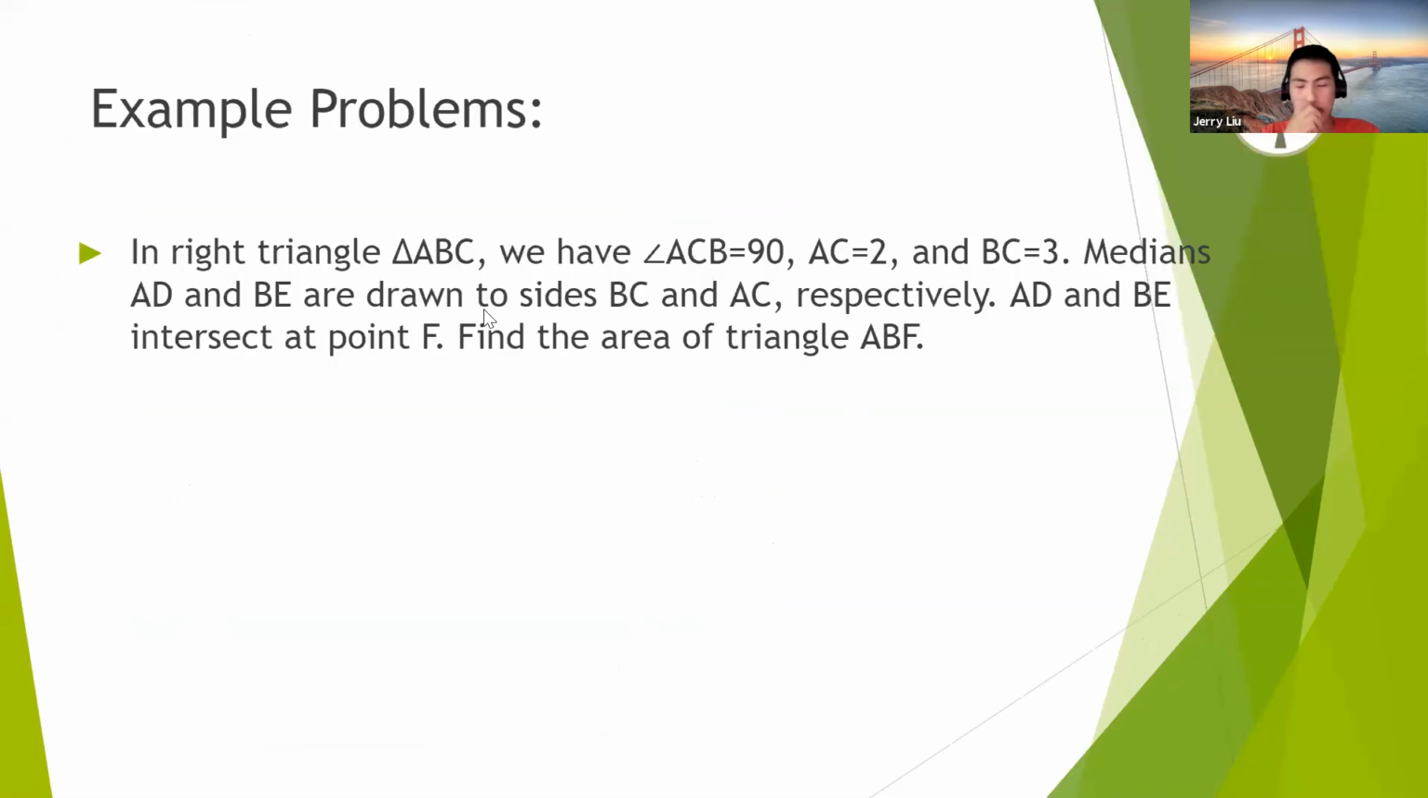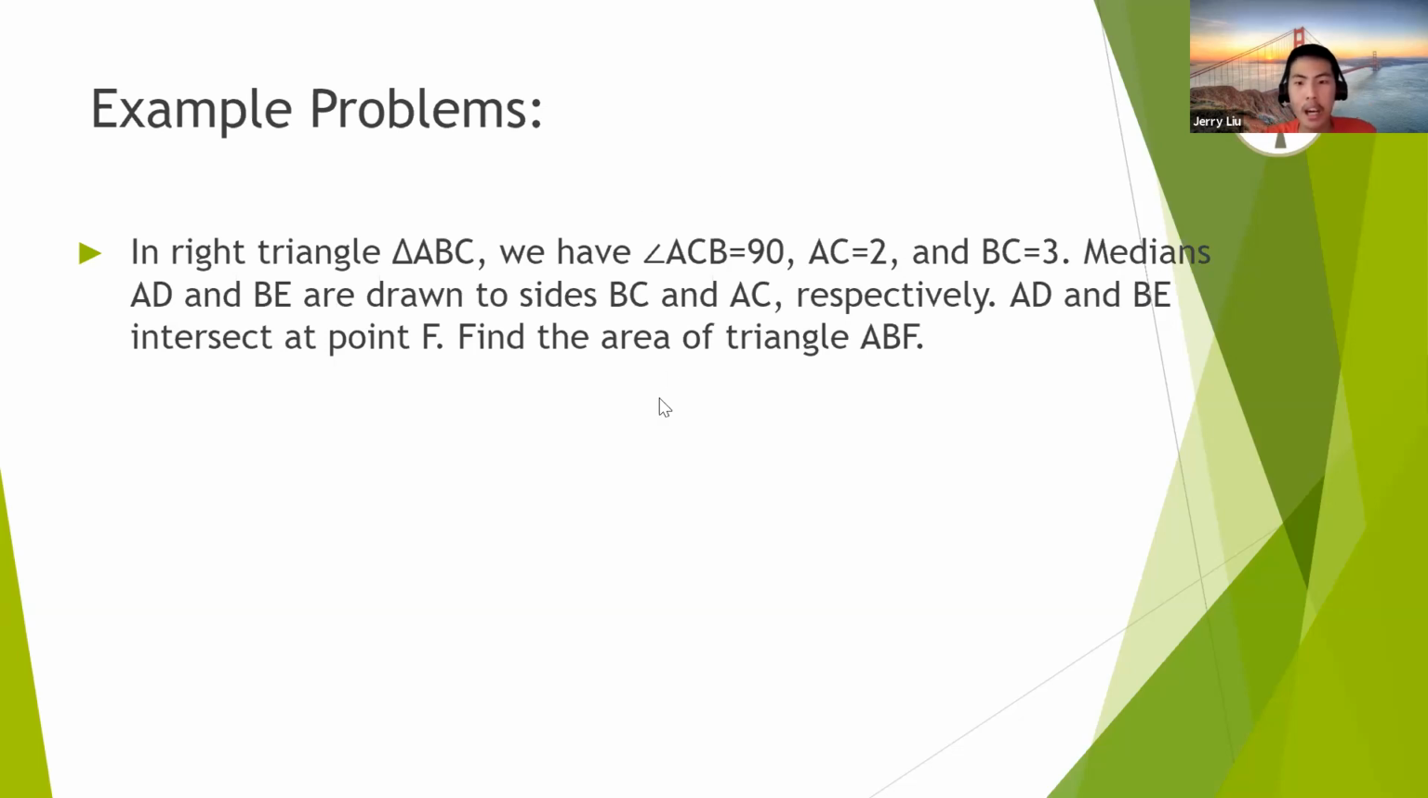Now I'll ask you guys to do this example problem, which applies the Shoelace formula as part of its steps. In right triangle ABC, we have angle ACB to be 90 degrees. We know AC is equal to 2 and BC is equal to 3. Medians AD and BE are drawn to sides BC and AC respectively. For those who do not know what a median is, it's a line that goes from one vertex to the opposite side, running through the midpoint of the opposite side.